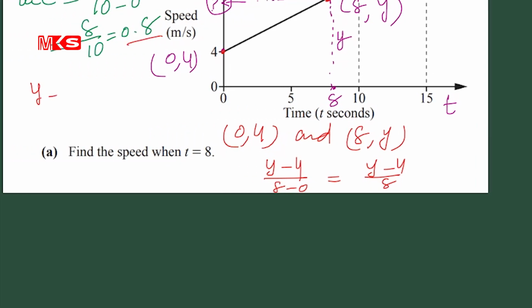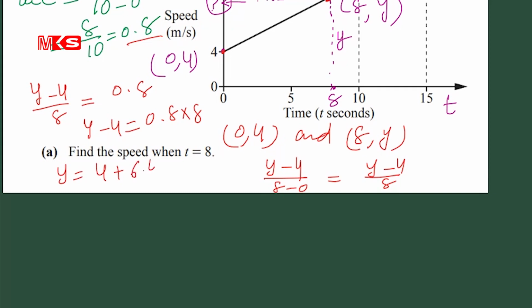y minus 4 over 8 is equal to 0.8. So y minus 4 is equal to 0.8 times 8, which will be y is equal to 4 plus 0.8 times 8, which is 6.4. So the answer would be 10.4. So 10.4 meters per second will be the speed. This is one way of doing this question.